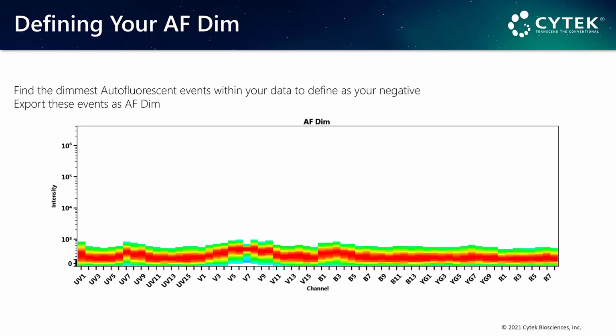Oftentimes you will find that the dimmest autofluorescent signature can be found hiding in the corner with your debris. While we are not interested in the debris, we are interested in extracting a nice dim signature that will act as a negative that will not subtract too much fluorescence from our autofluorescent populations.